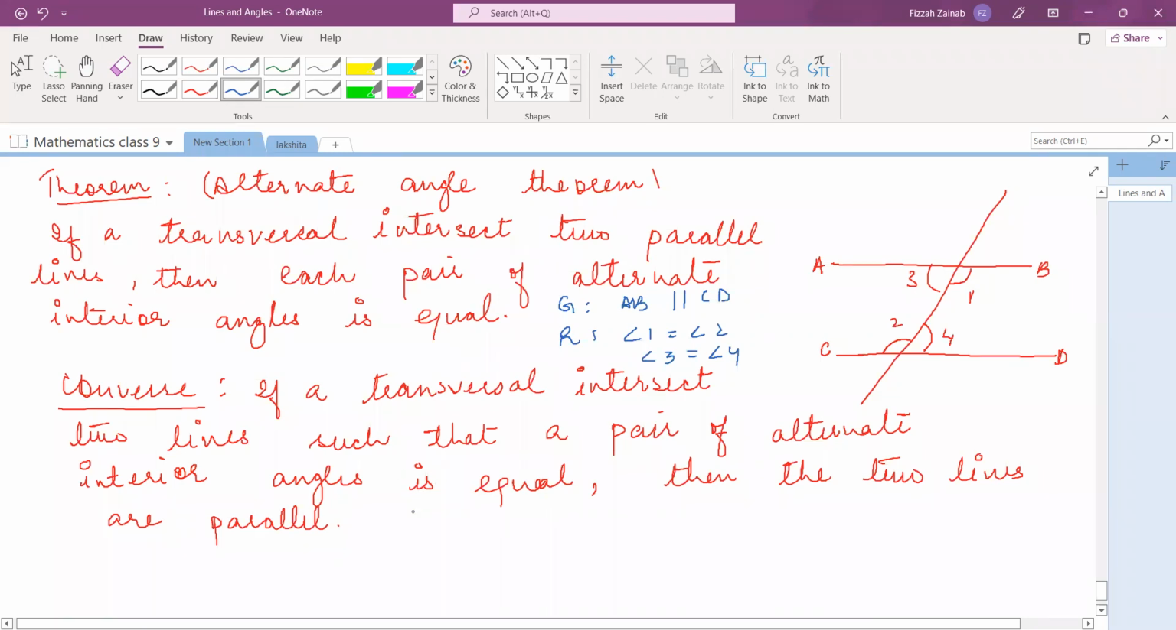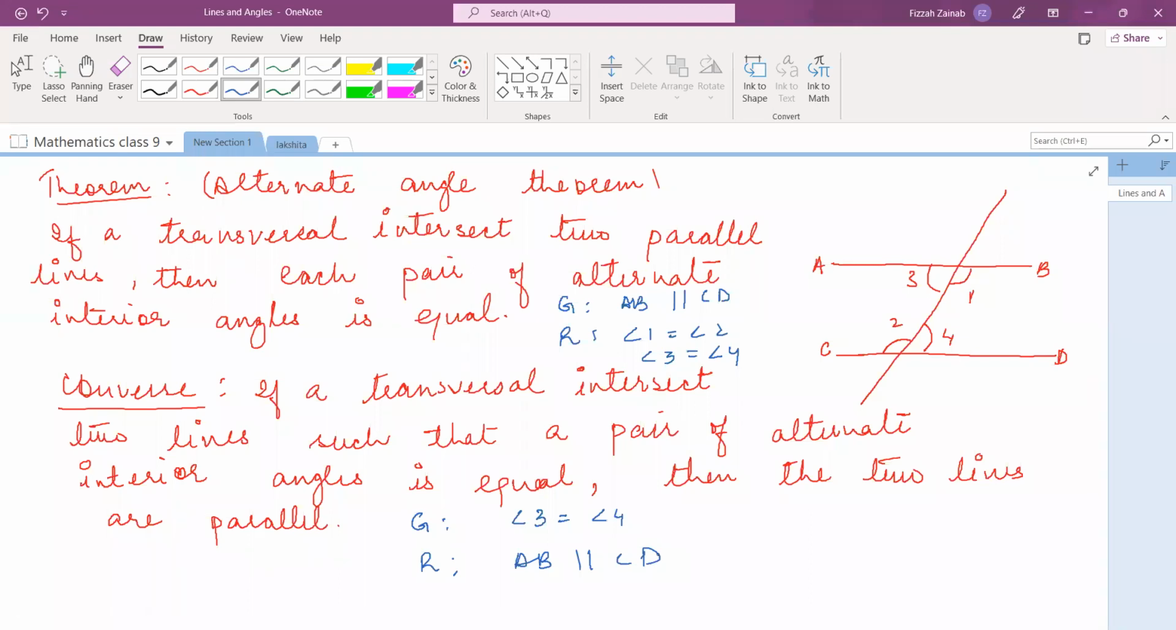Now you come to the converse. In the converse, it is given that a transversal intersects two lines such that a pair of alternate interior angles is equal. So any one pair is equal. Let's say angle 3 is equal to angle 4. The other one is not even required. If one pair is equal, then the two lines are parallel. So the result is that AB is parallel to CD. I hope you have understood. Yes. Fine, Imad, Adil, this is the theorem, and this is the converse of it. So this was the alternate angle theorem.